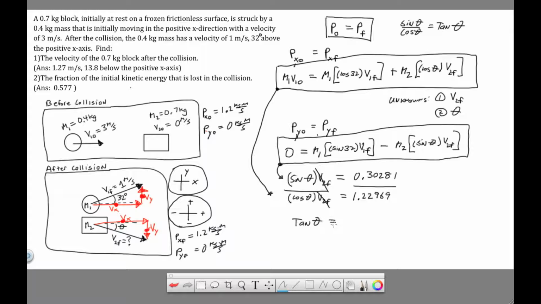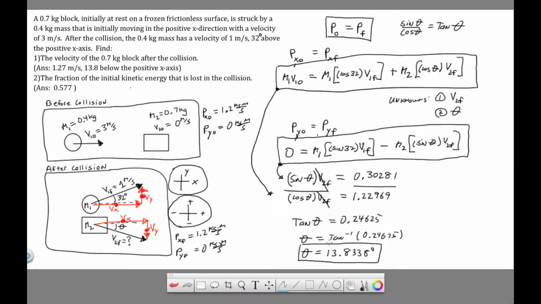So tangent theta comes out as 0.24625. So therefore, theta is tangent inverse of 0.24625, giving a theta of 13.8338, unrounded, 13.8338 degrees. So that is the angle at which M2 moves after the collision.